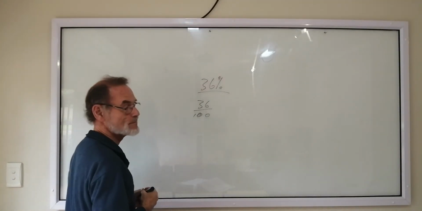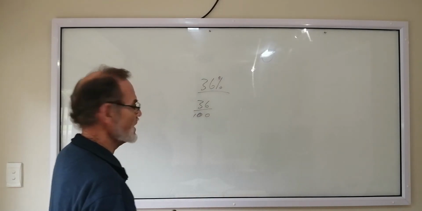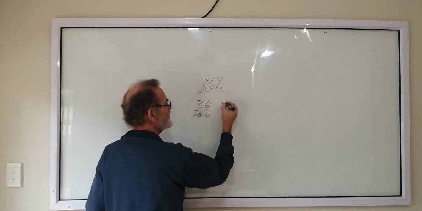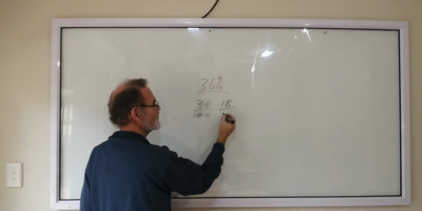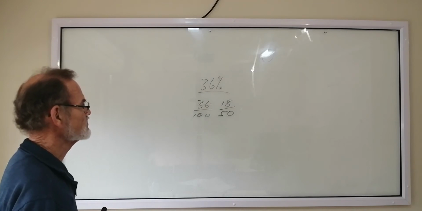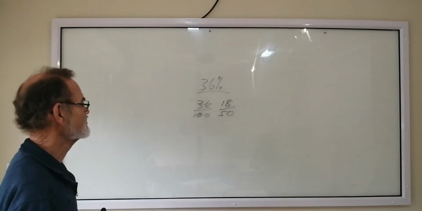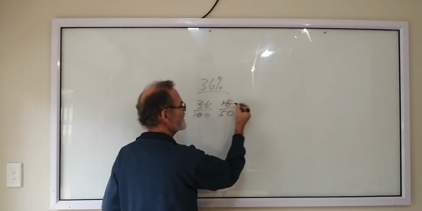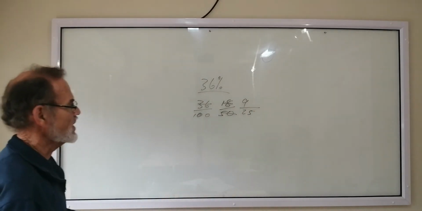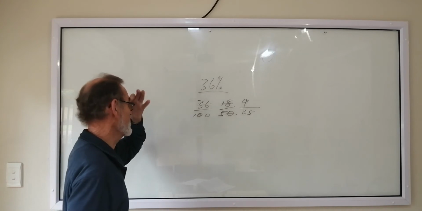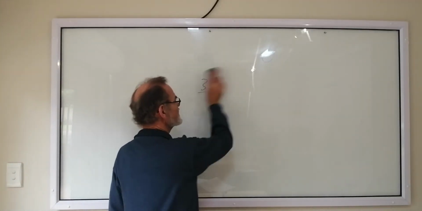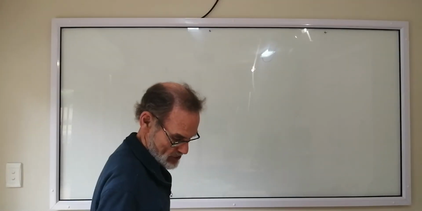Now we want to simplify. Common factors for 36 and 100. Well, I think 2. Half of 36 is 18 and half of 100 is 50. Or we can go again: 2 again. 9 over 25. So the highest common factor here was actually 4. Okay, so that's as far as it goes.